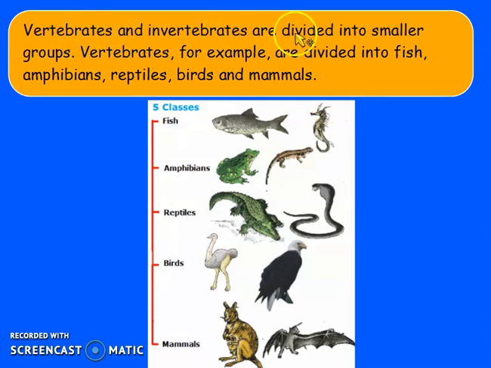Vertebrates and invertebrates are divided into smaller groups. Vertebrates, for example, are divided into fish, amphibians, reptiles, birds, and mammals. I'm sure you've heard those animal groups before when you've done science. There's some pictures on the screen to show you what kind of animals you would find within these animal groups. You can see a picture of a fish there. Type of amphibian, we've got a frog. Type of reptile, there's a crocodile there. We've got a type of bird, the eagle. Type of mammal, kangaroo. Can you think of any other animals that would fit into those groups?